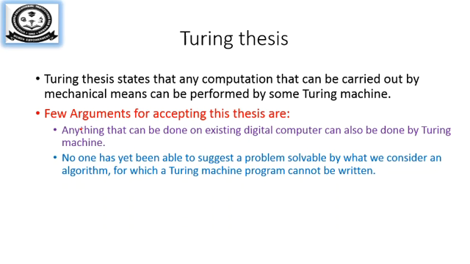If a problem is solved using a finite number of steps, then that problem can be solved or performed on a Turing machine. So these are the two arguments that support the Turing thesis. Anything that you are able to solve in a finite number of steps can be performed by the Turing machine.